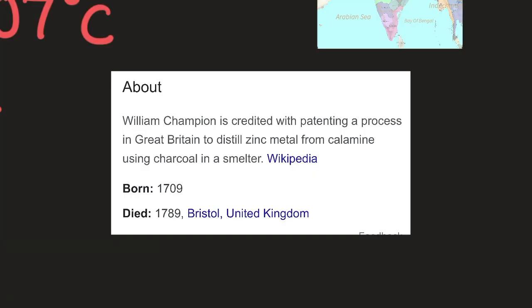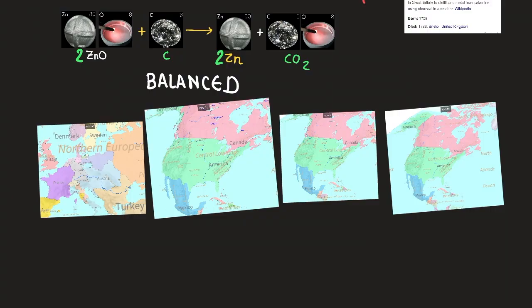William Champion is credited with patenting a process in Great Britain to distill zinc metal from calamine using charcoal in a smelter, according to Wikipedia. He was born in 1709 and died in 1789 in Bristol, United Kingdom. So at the end of the 18th century in Belgium and Poland, improvements were made in the furnace, and the process remained unchanged until an electrolytic process was developed in 1917.